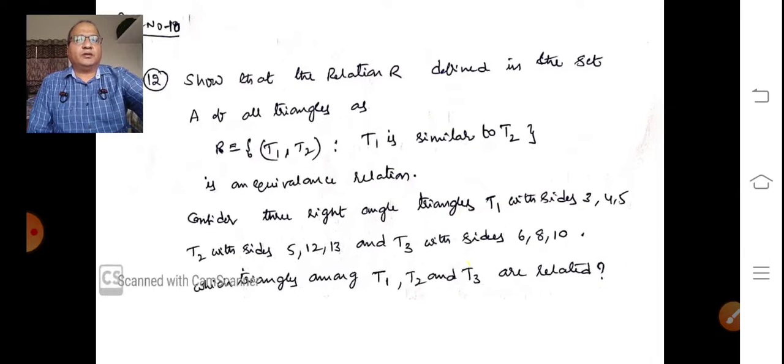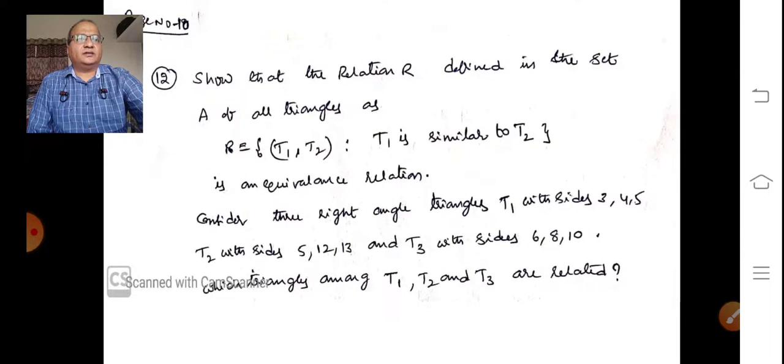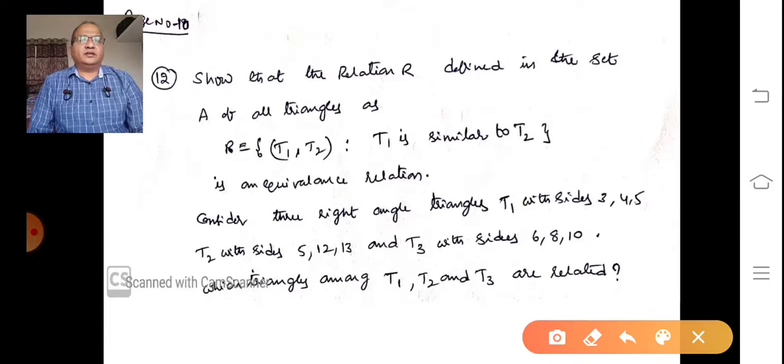Next, come to the 12th problem. It is almost the same. Once again, show that the relation R defined in the set A of all triangles as T1 is similar to T2. What are similar triangles? The triangles whose sides are in the same ratio are said to be similar triangles.